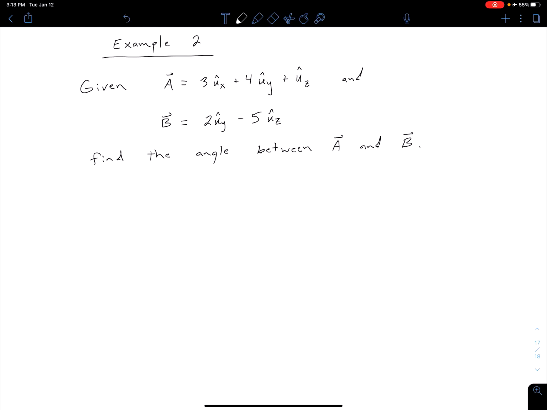Let's take a look at another example. As always with the examples, I would encourage you guys to try to pause the video, work through them, or at least set them up by yourself, and then come back to the video and see how we work through it here. So in this example, we're given two vectors, A and B, and we want to find the angle between the two vectors.